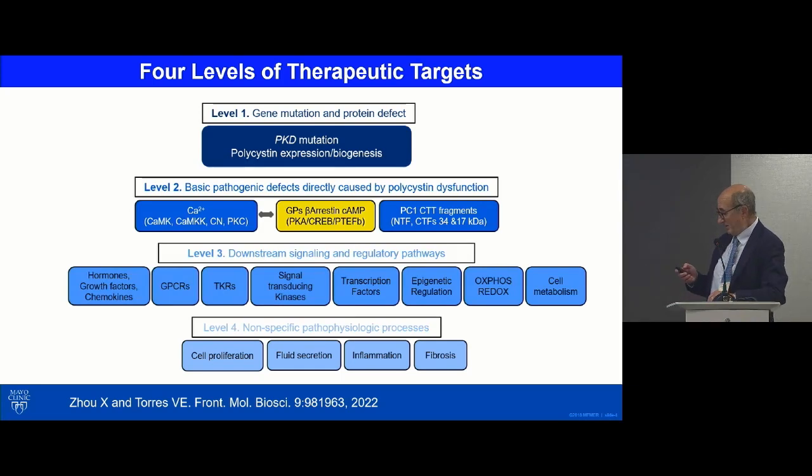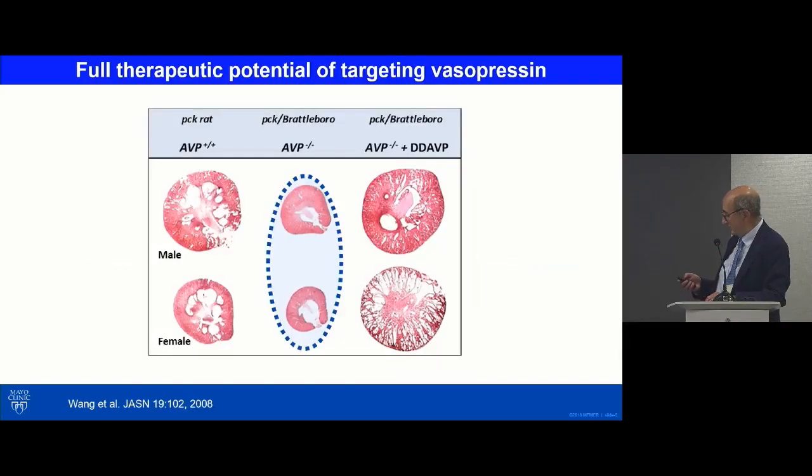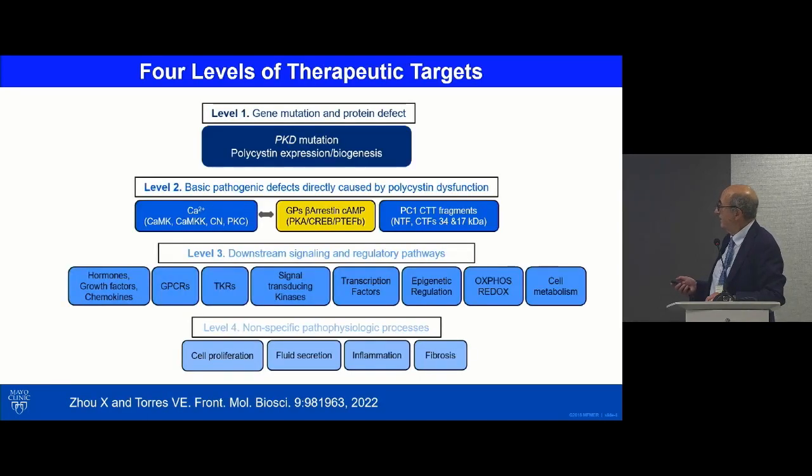With the advances in the understanding of polycystic kidney disease, one can stratify the therapeutic targets. Of course, the most effective therapeutic target would be to correct the gene defect or the polycystin expression and function. But the next level is the basic pathogenic mechanism, which we think is directly linked to the dysfunction of the polycystins, and cyclic AMP is close there. We believe at least that it is closely linked. Other downstream signaling pathways may be complicated by counteracting effects, redundancies, and a lot of positive and negative feedback loops. And finally, there are pathophysiological processes which are very important in polycystic kidney disease, but are non-specific and shared by many other kidney diseases.